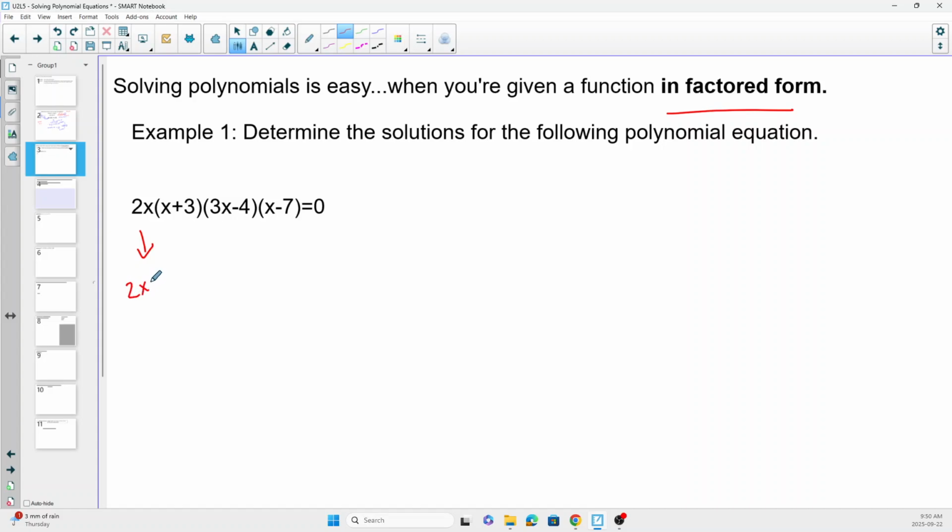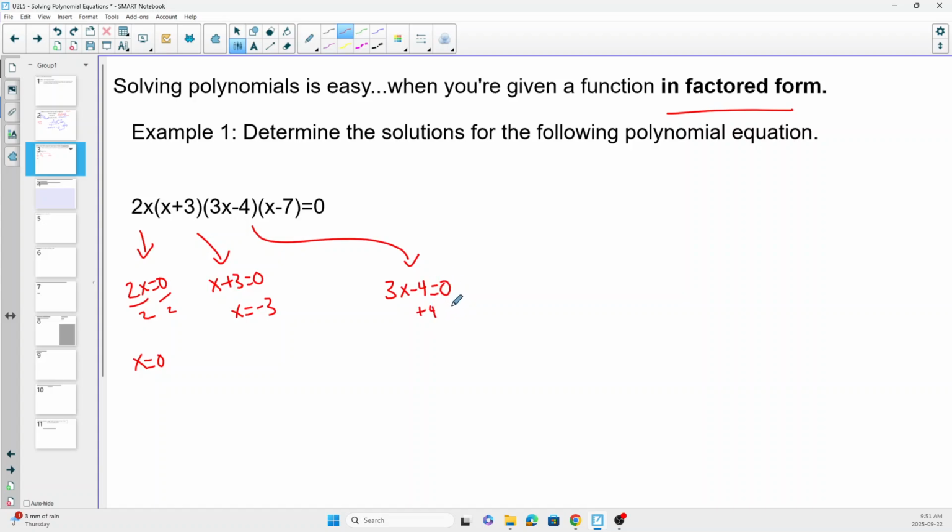So when will 2x equal 0? Because if this factor becomes 0, the whole thing is 0. We can isolate, but it's just going to be when x is equal to 0. When will this factor equal 0? When will x plus 3 equal 0? So again, we isolate, but we get x equals negative 3. Now, this one's a little bit different. We want to know, when will 3x minus 4 equal 0?